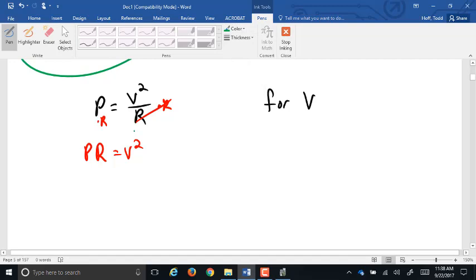Now this is something we haven't run into yet, but what's been done to v here? It's been squared. So to get rid of it, we would square root it. So the left side is going to be the square root of p times r. Square root and squared cancel out. That's just v.